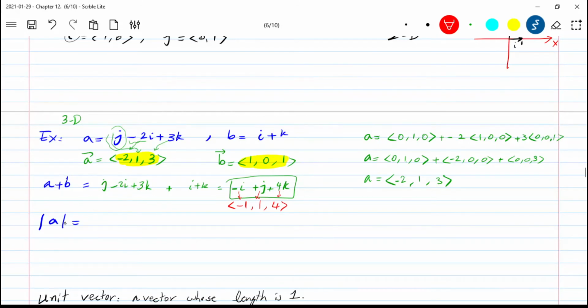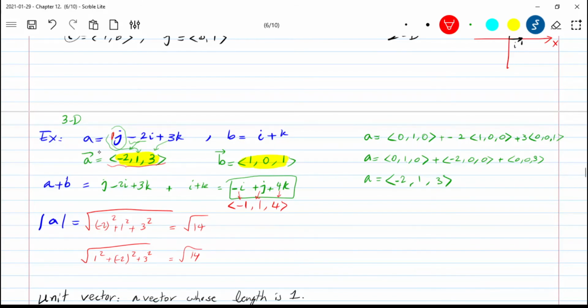How do we find the magnitude of A? You can find the component form first. Then you square the components and add them together. You can write the square root of negative 2 squared plus 1 squared plus 3 squared. That is 4, 1, and 9, so the square root of 14. Or you can look at the coefficients again: 1, negative 2, and 3. So I'll write 1 squared plus negative 2 squared plus 3 squared. It's the same thing: square root of 14.